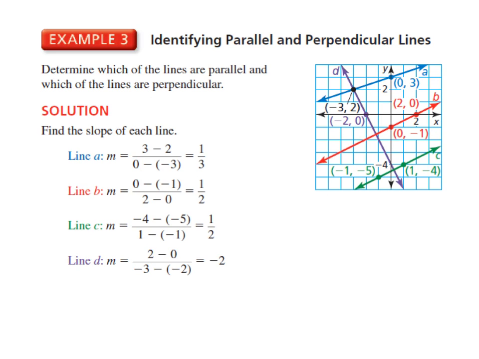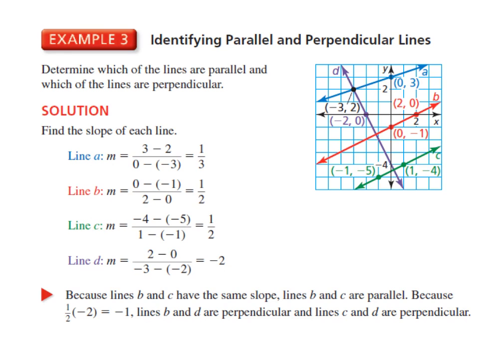Alright, so let's do a quick check. Line A's slope is 1/3. Line B's slope is 1/2. Line C's slope is 1/2. Line D has a slope of -2. So right now I can conclude that line B and line C have the same slope, therefore line B is parallel to line C. And line D is an opposite reciprocal of line B and C. So line D is perpendicular to both lines B and C. And looks like line A has no direct relationship, neither parallel nor perpendicular, to any of the other lines.